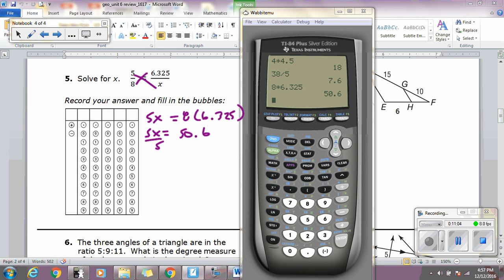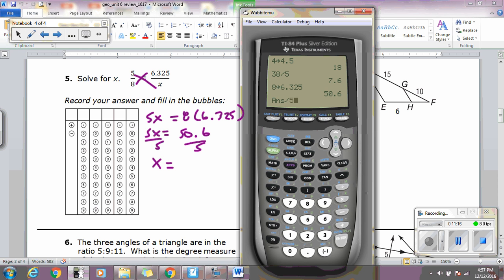And then divide both sides by 5. Make sure you know how to show your work, folks. We need to see your work for full credit. So divide by 5 now. And it's 10.12.